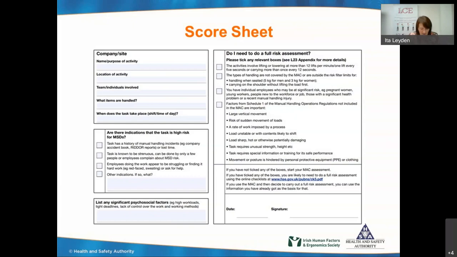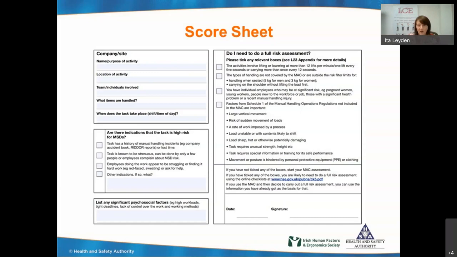And then the next part of the score sheet, you'll see that on the left-hand side, it says, are there any indications that the task is a high risk? And here, the task would be considered to be a high risk if there's a history of manual handling incidents, such as reportable accidents in respect of a particular task. And here again, they refer to RIDDOR. Now, most of you will be familiar with that term. RIDDOR refers to the reporting of injuries, diseases, and dangerous occurrences. And that's the UK's version of our reportable accidents here in Ireland.